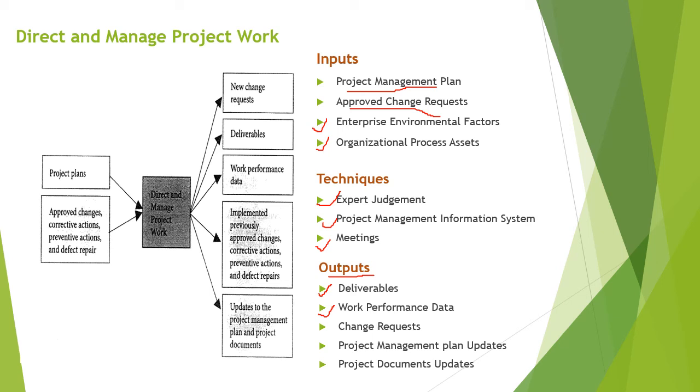Examples of work performance data can be key performance indicators, technical performance measures, start and finish dates of scheduled activities, number of change requests, number of defects, actual costs and actual durations, etc. All these things can be part of work performance data.